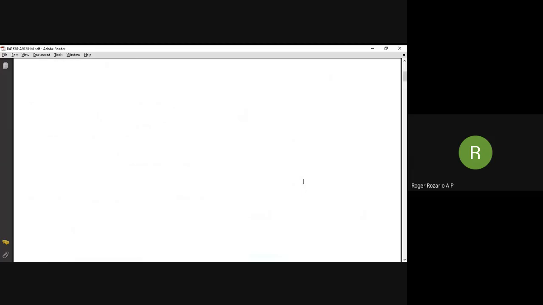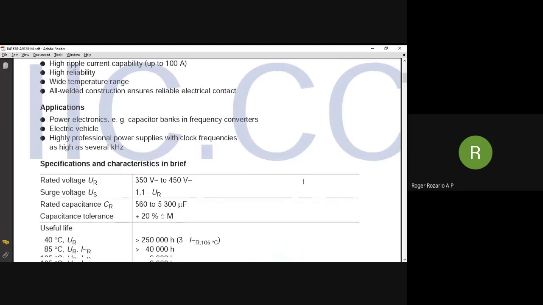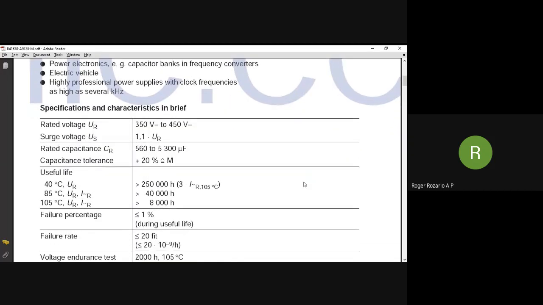So this is the data sheet. The rated voltage is 350 to 450 volts. And the rated capacitance value is 560 to 5,300 microfarad, plus or minus 20 percent.